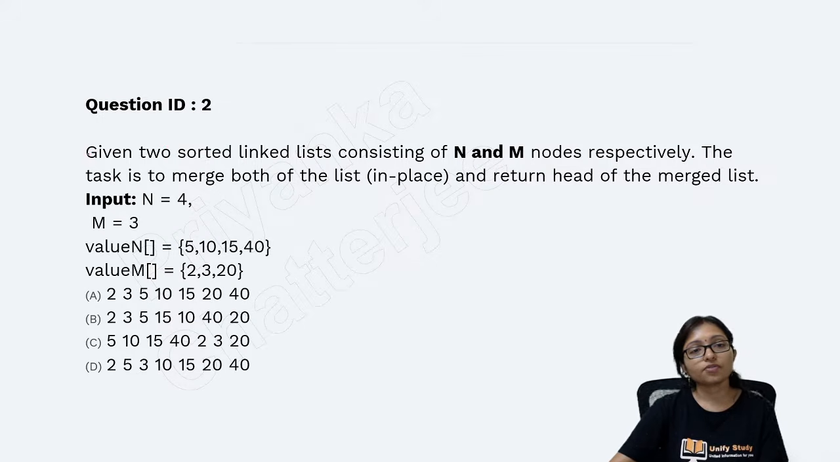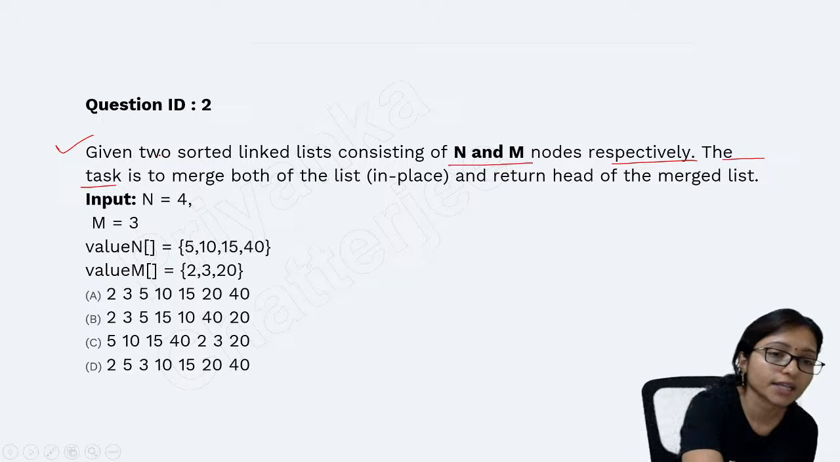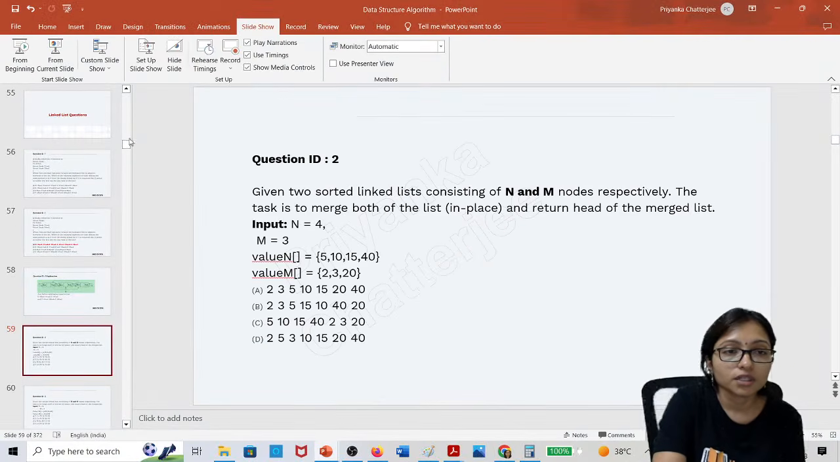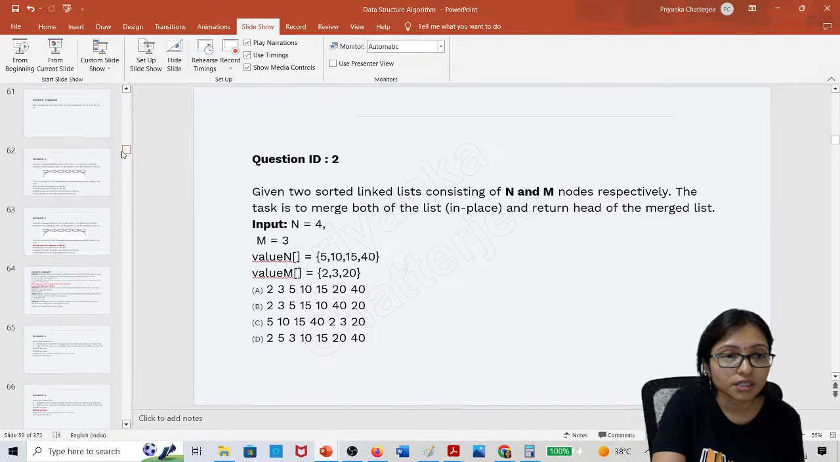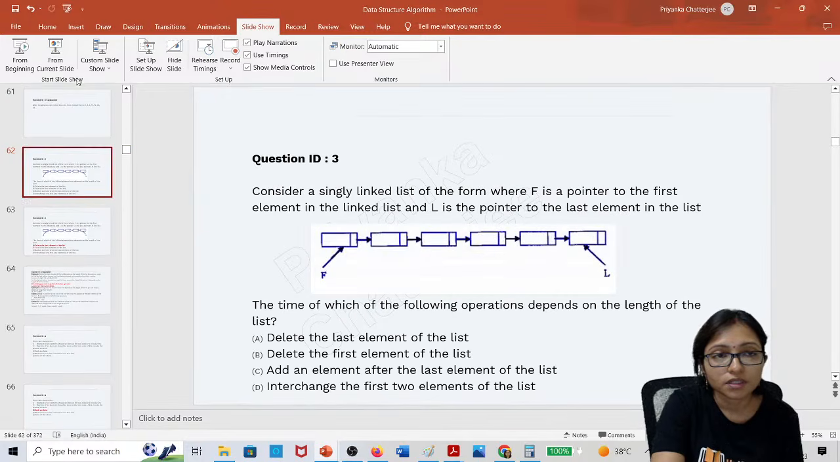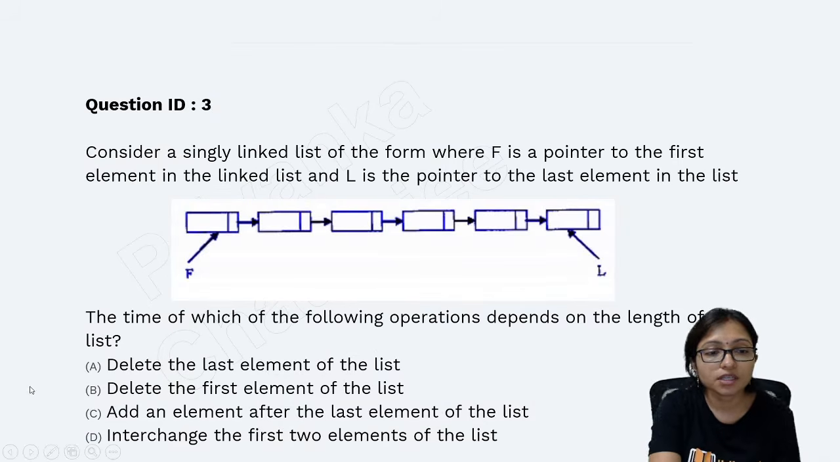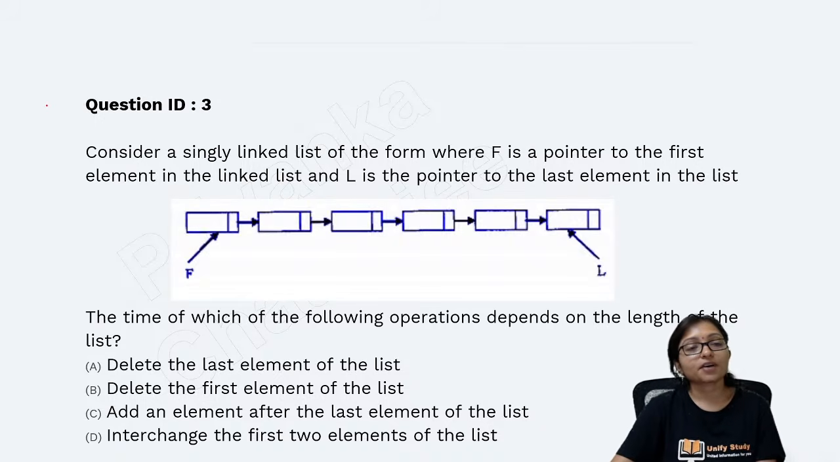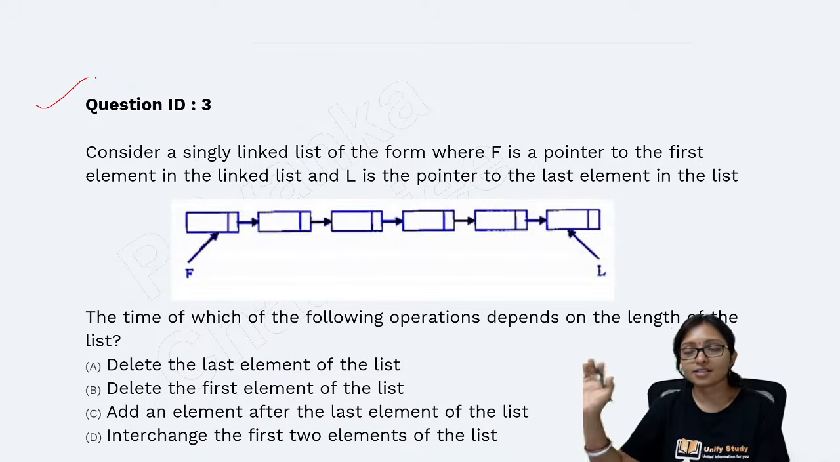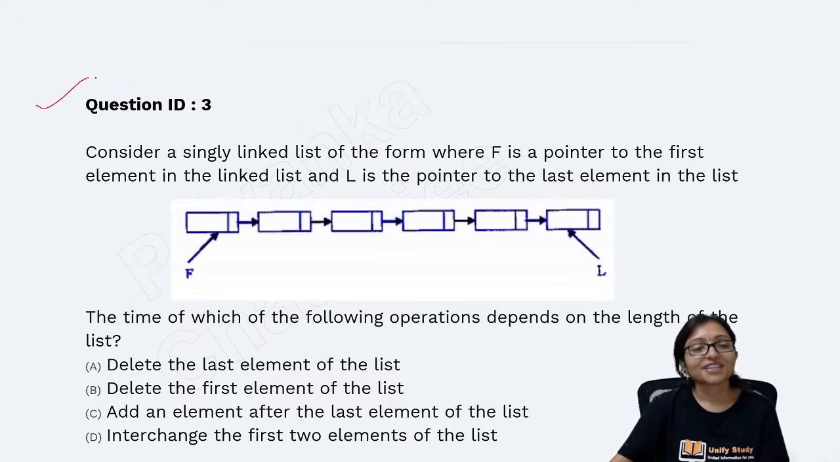Here is a question: given two sorted lists consisting of n and m nodes respectively, the task is to merge. It is a merge sort algorithm. Merge sort I am not asking now. Another linked list question, do this one. This is also linked list. Maybe the algorithm I will do the next day. Let me cover the data structure part. It is a very vast subject. Very vast subject. Let me complete the data structure first. Do this one. Consider the singly linked list. Here it is given. Now what will be the answer for this?